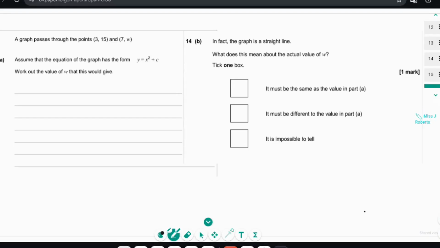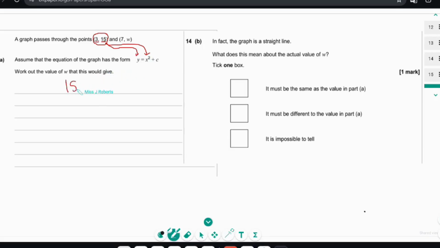Question 14. A graph passes through the points 3, 15 and 7, w. Assume that the equation of the graph has the form y equals x squared plus c. Work out the value of w. Okay, so I'm going to use these x and y coordinates here, sub them into here to work out the value of c.